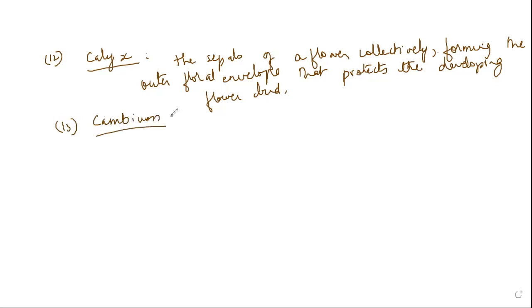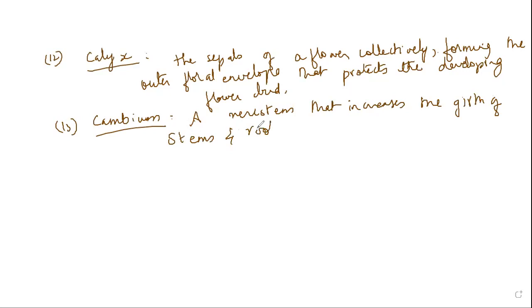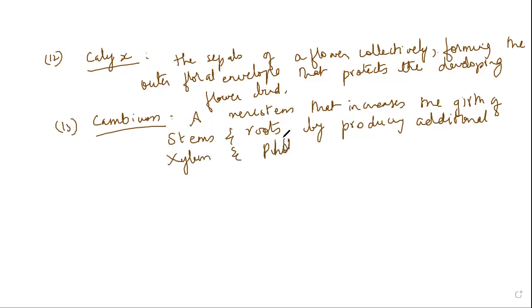Next botanical term, cambium. It is a meristem that increases the girth of stems and roots by producing additional xylem and phloem. It is nothing but a meristem that increases the girth of stems and roots by producing additional xylem and phloem. This is nothing but cambium, students. Xylem and phloem.